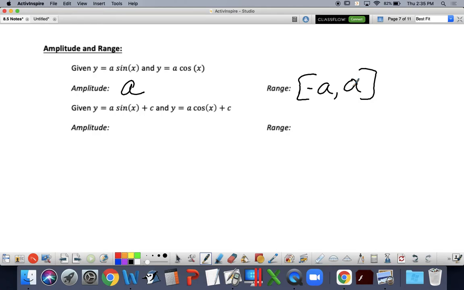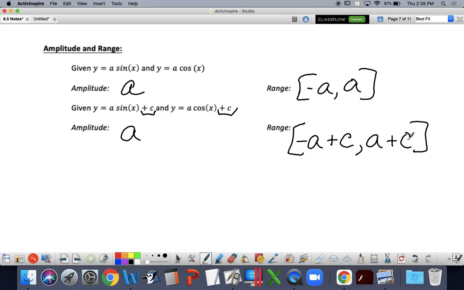But what happens if I tack on that +3 or whatever plus value or subtract value, right? If I've got a plus C, that's the letter that mathematicians use, right? Just throw every letter in the book at it. My amplitude is still A. The height of my function is still the exact same thing that it was before. But my range is going to change. It is now -A plus C, all the way up to +A plus C.